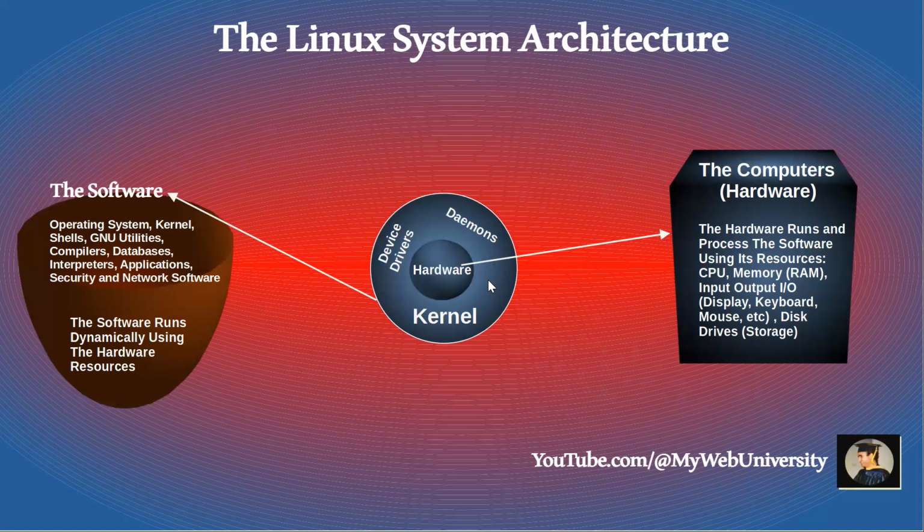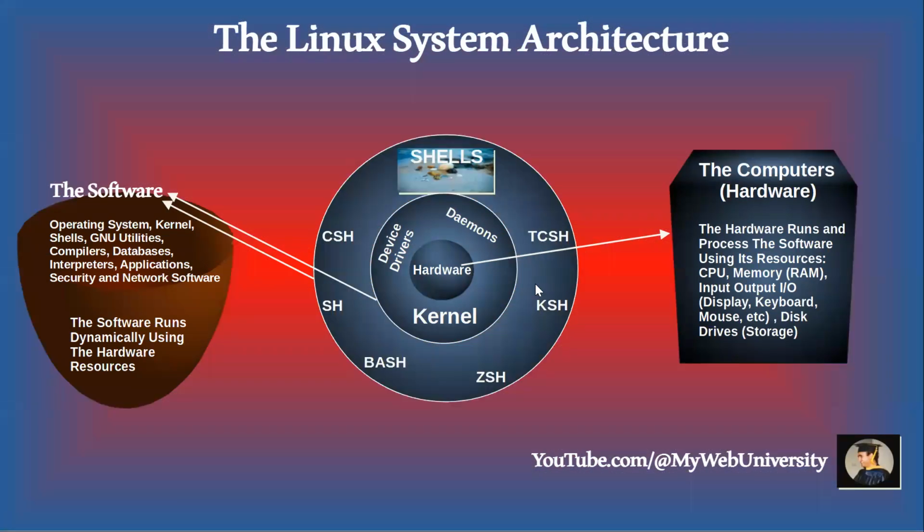The version previous to System V Release 4 was init. Now it's systemd, and then systemctl and firewalld. All of those are the kernel daemons. In addition, there are device drivers that talk to the hardware directly on behalf of the kernel. But the kernel has an interface in front of it, which is the shells.